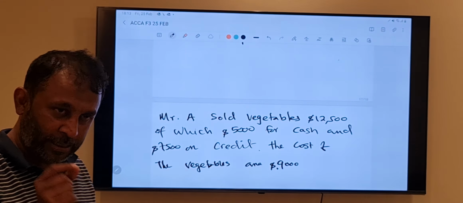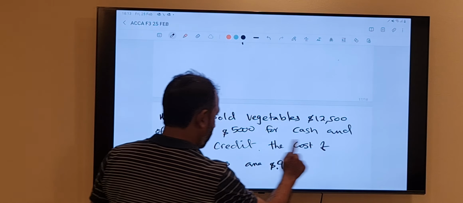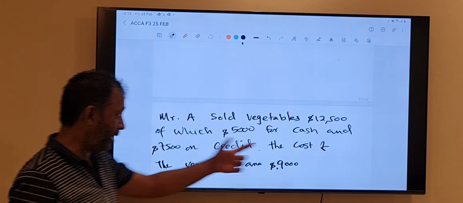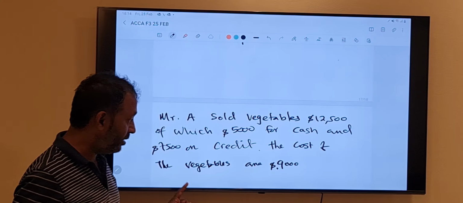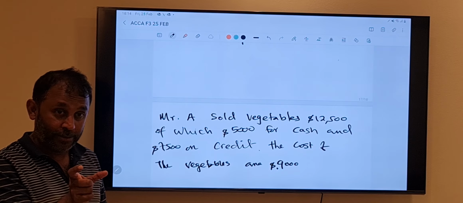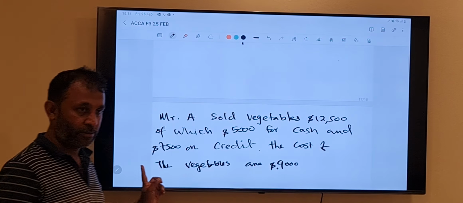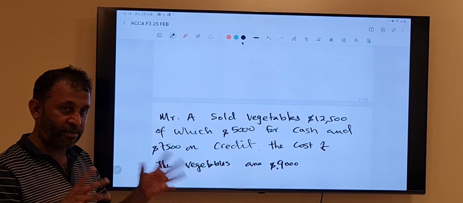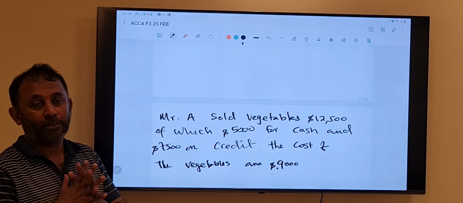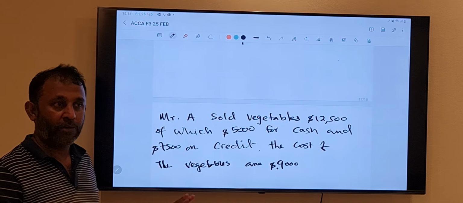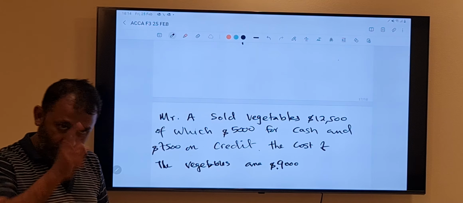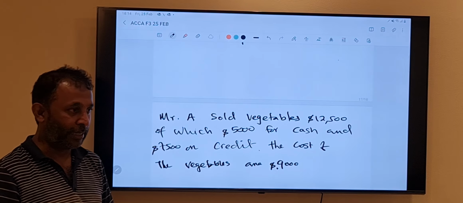Now sometimes the examiner tries to be a little bit tricky. He will not say all this. Instead he will say the vegetables worth 9,000 were sold. The word worth means all this. So it's an interchange of use of words, it may come. But don't worry, if you practice all the questions in the revision kit, all the different types of usage of words are there. Understood? It's clear?